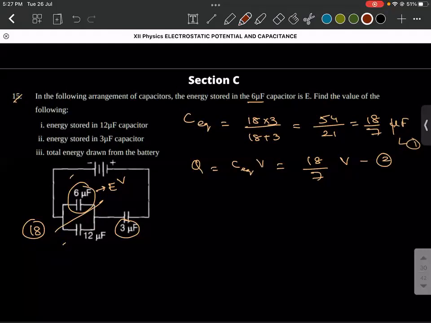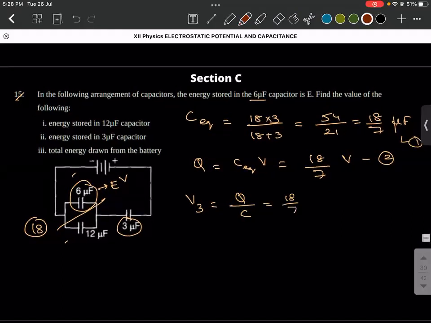6 upon? Which one? How did he get 6 upon 6 by 7? Okay, Q by C. What is the value of charge there? Okay, 18 upon 7 times V by 3. So it is 6 by 7 V. So this will be V by 7. So that is one way. Did anyone do it in another way?